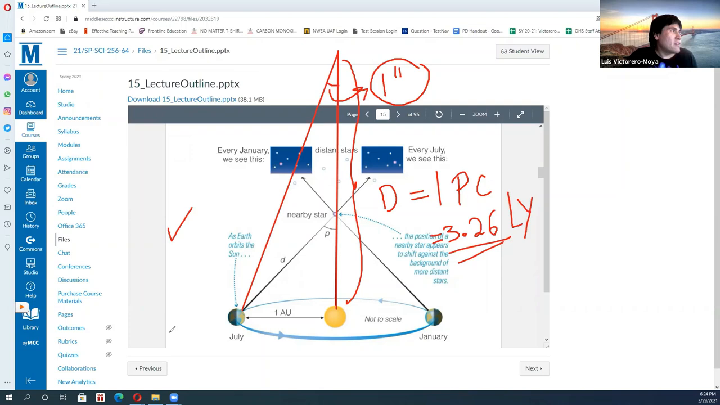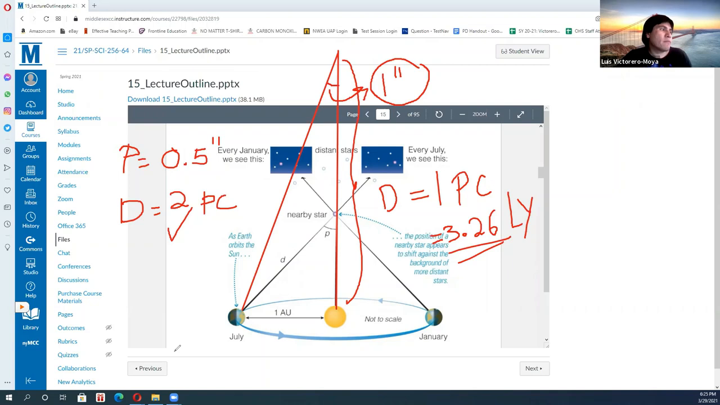But here it is. Is this clear, by the way? You will have a question like that in the exam. I'm not going to ask you to do a crazy calculation, though. I can give you the angle, for example, p equals 0.5 arc seconds. And then the distance will be 1 over this, which will be 2 parsecs. Right?